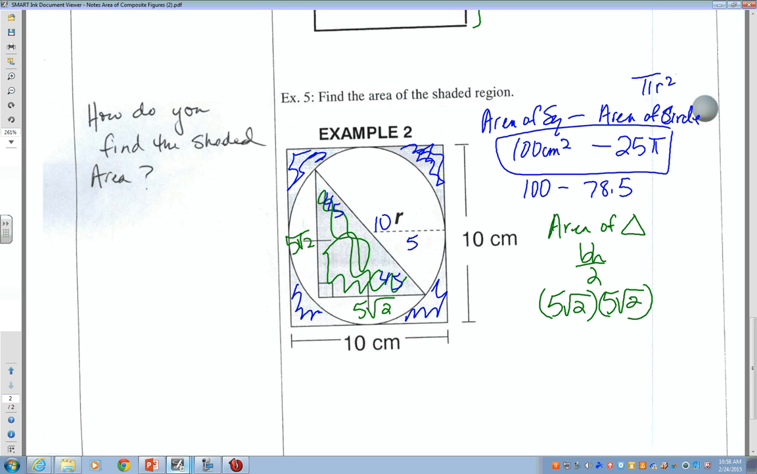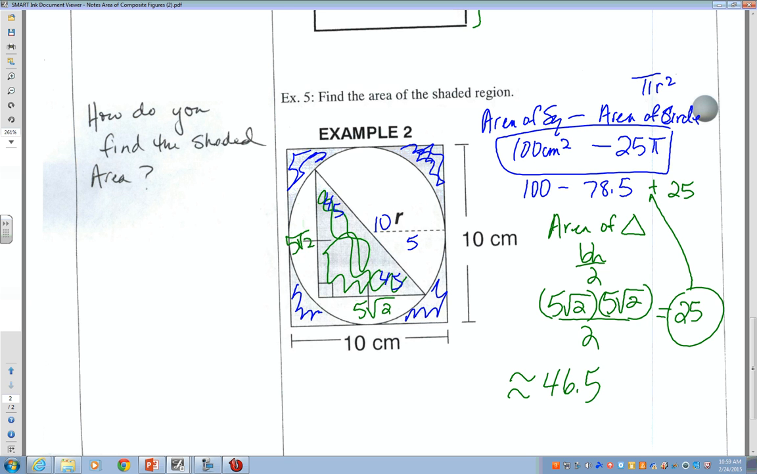Okay? And so, we're going to do 5 radical 2 times 5 radical 2 divided by 2, and we're just going to simplify that. What would that give me? Yeah, that'll give me 25. So I'm now taking this 25 and I'm going to add it to this answer. So 100 minus the 78.5 plus the 25. That's our approximate answer. Yeah, 46.5. That is the approximate answer.